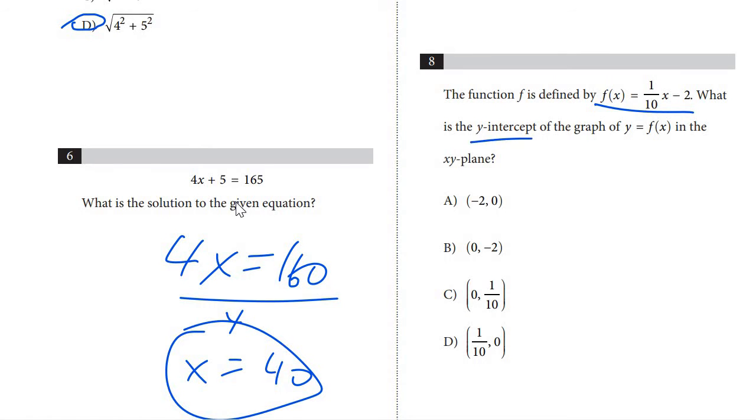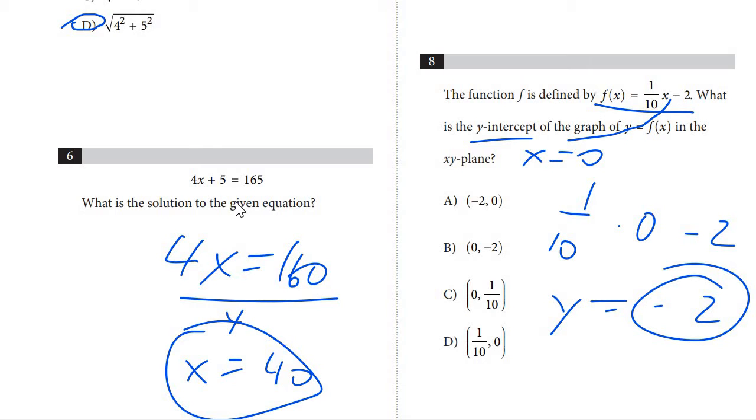What is the y-intercept? A y-intercept is always found by making x equal 0. So if we plug in 0 for x, we're going to get 1 over 10 minus 2. That's negative 2. That's your y. And x is 0, as I said before. Don't confuse that with a.